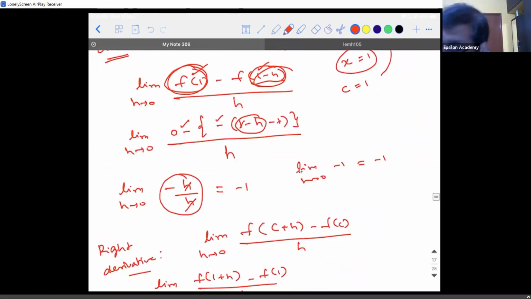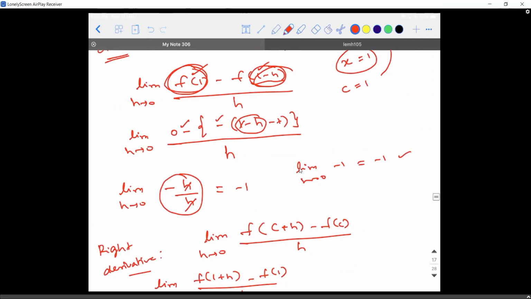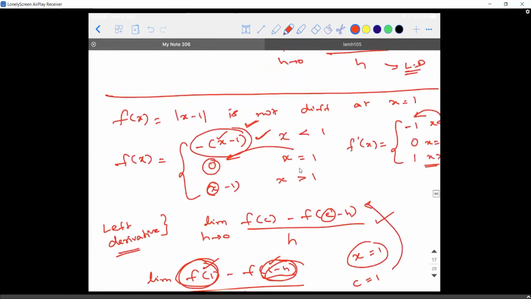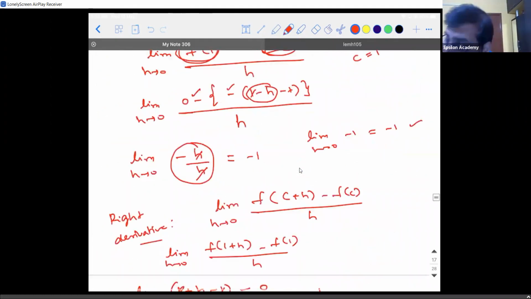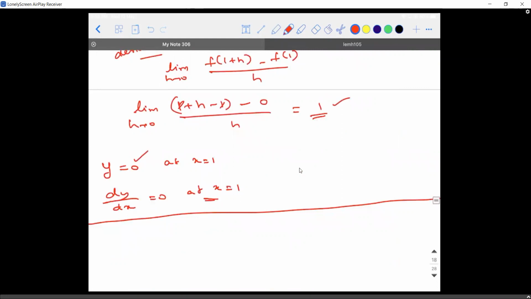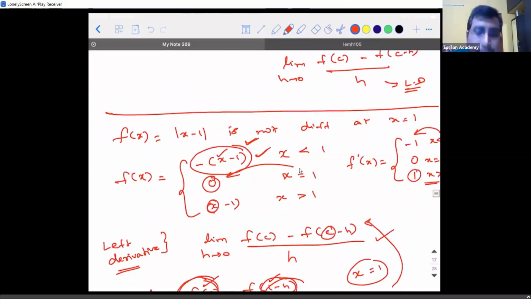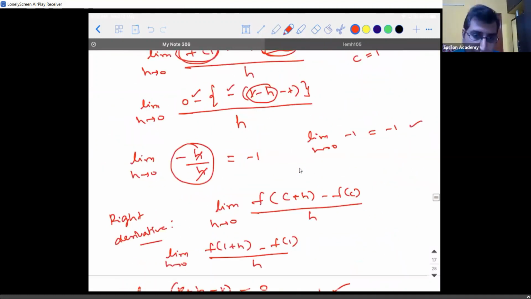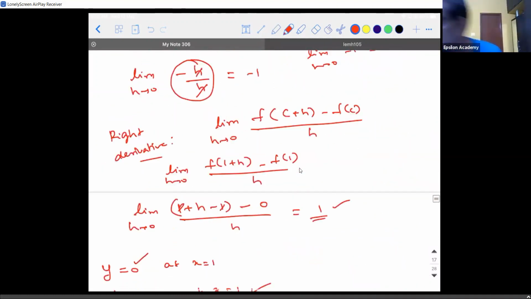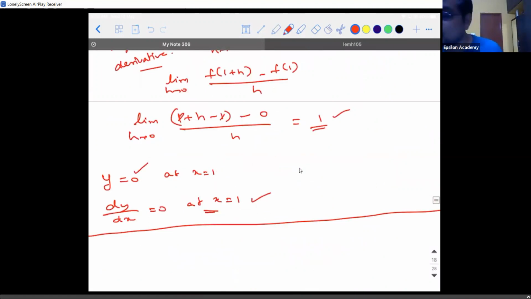Did you get it or not? Similarly, the right derivative, you are supposed to get 1. Did you get it or not? And the derivative at x is equal to 1 is 0. So by looking at this itself, you can say whether the given function is differentiable at the point or not. You can directly do it, but from the exam perspective, you have to show all these steps. That is how you solve.